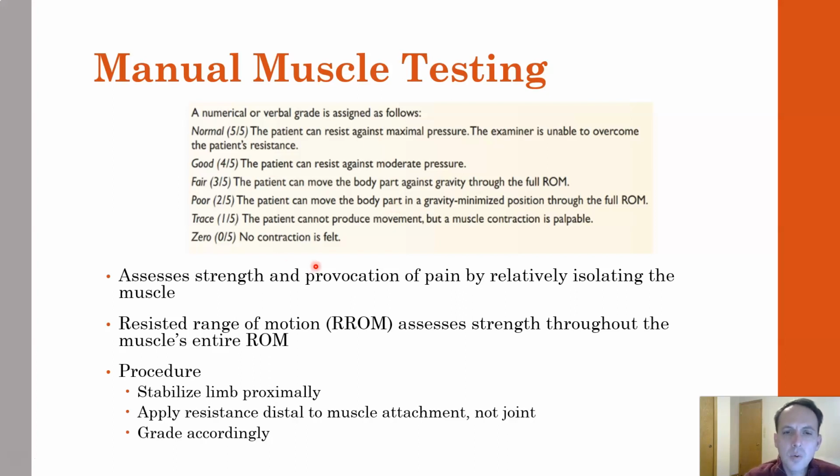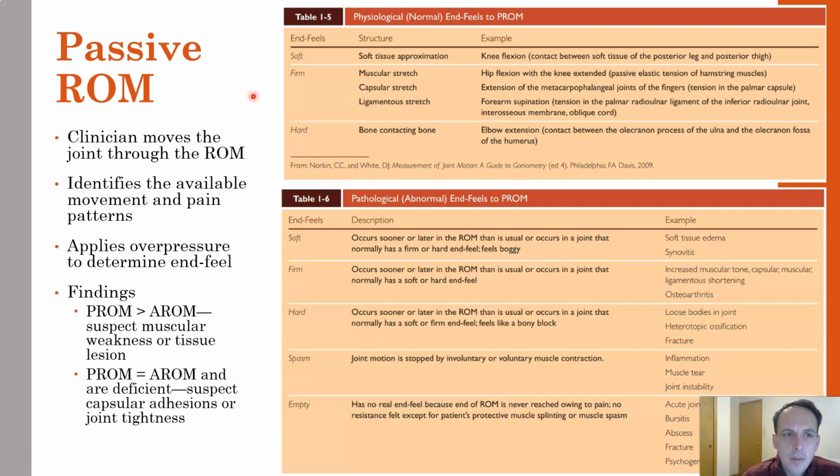The quantity and quality of the test, right? So in this case, the quantity would be the strength measure. The quality would be with or without pain. We also then have passive range of motion, and think of passive range of motion as the same as active range of motion.